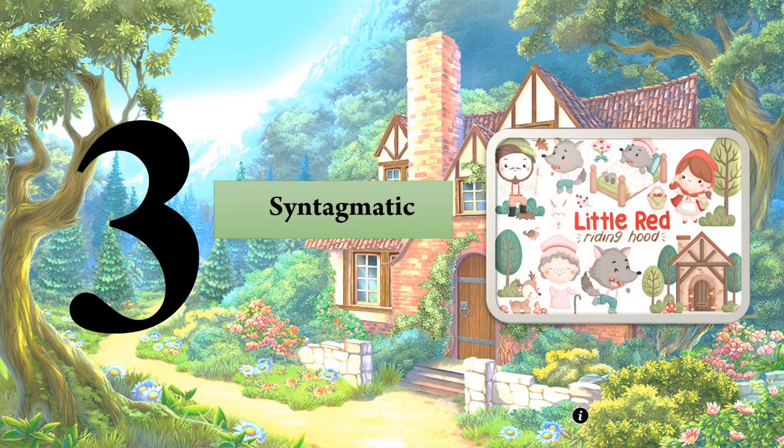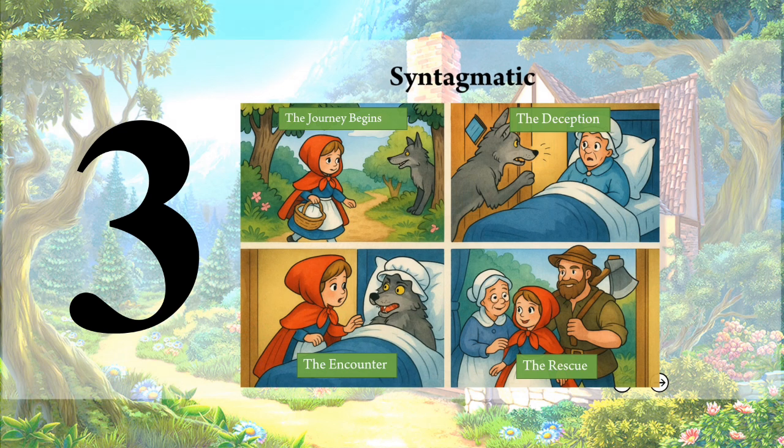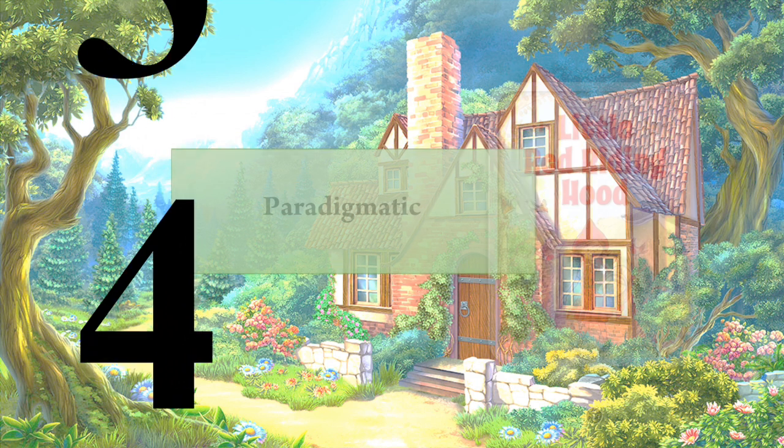Now let's proceed to syntagmatic. Here's a quick breakdown of the story structure. Red is sent to her grandmother's house and she meets the wolf. The wolf tricks her, eats the grandmother, and disguises himself as Red's grandmother. Red is deceived, and a hunter arrives and saves them. Each step logically follows the next, creating a clear cause and effect chain.